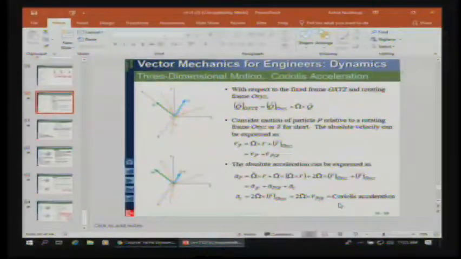So the punchline of this slide is that if you have a particle moving without a change in velocity in a rotating reference frame, and that rotating reference frame is being viewed within a fixed reference frame, there's actually an acceleration of the particle that is induced by the frame rotating within the frame.